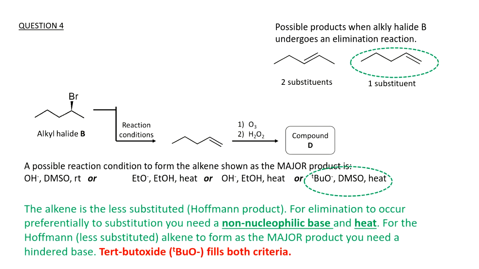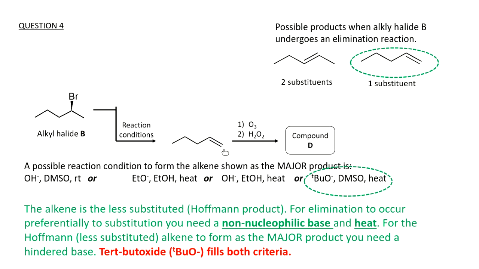And we said that if we use a smaller base, then the reaction will give us the Zaitsev product, which is the more highly substituted alkene. Now, if we would have formed our Zaitsev product, we would have formed a double bond here between carbons 2 and 3. But the double bond has been formed between carbons 1 and 2, which means that this is not the Zaitsev product. What we have formed here is the Hofmann product.